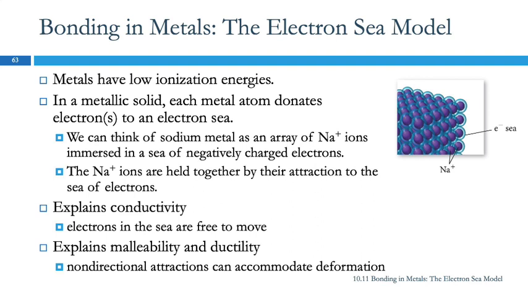This bonding model also explains malleability and ductility of metals. If you hit this metal with a hammer, you're going to dent it, right? It's not going to shatter like a piece of glass. It's just going to dent because we have attraction all over, and it's not dependent on being between any two atoms or ions. It's very non-directional.